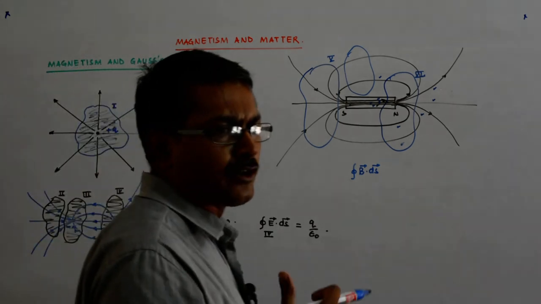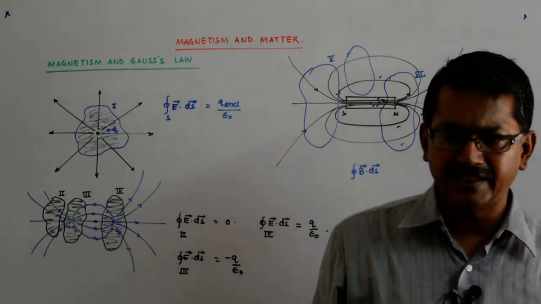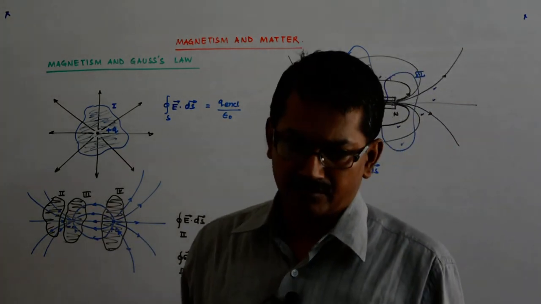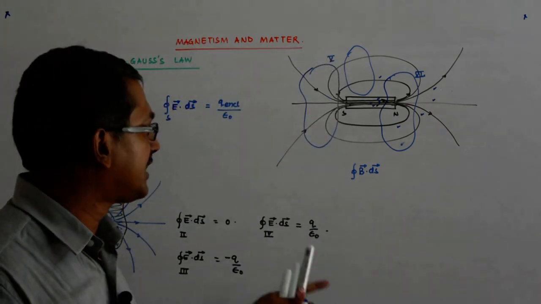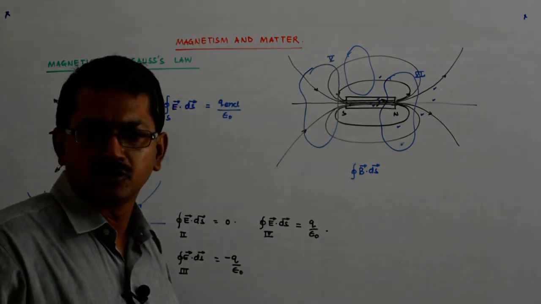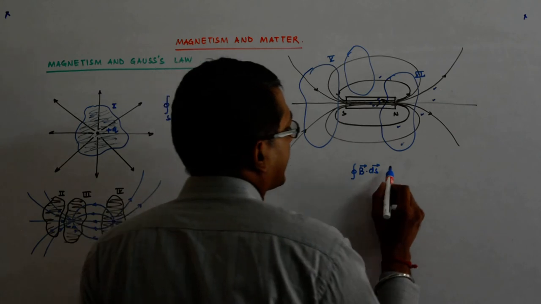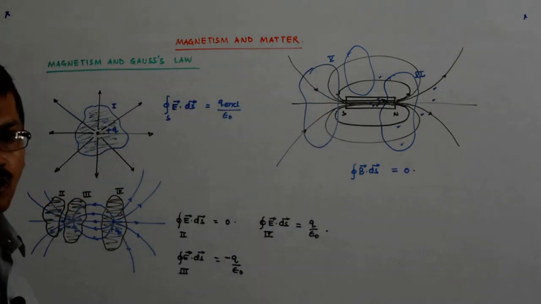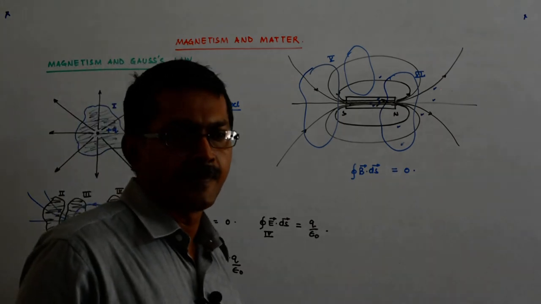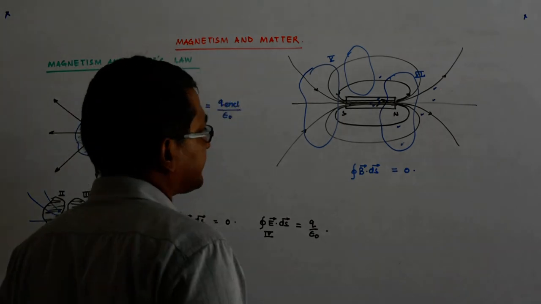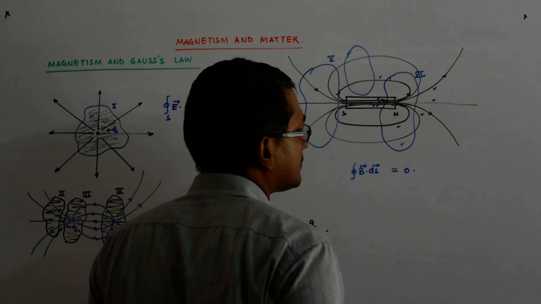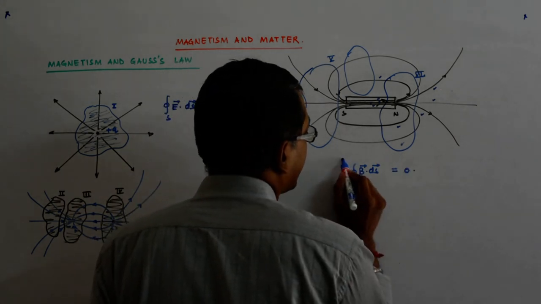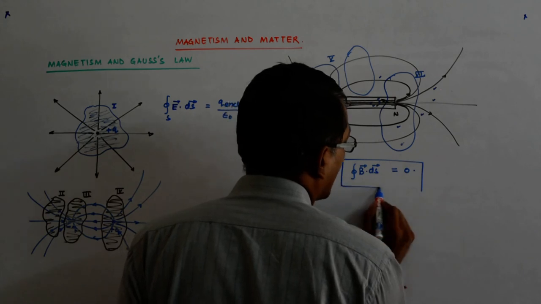And what is B dot ds or E dot ds? E dot ds was what? It is the net lines which are entering. So what is the net line that is entering or leaving? Zero. So what should be B dot ds? It should be zero. So Gauss's law for magnetism actually becomes this. The right hand side will always go down to zero.